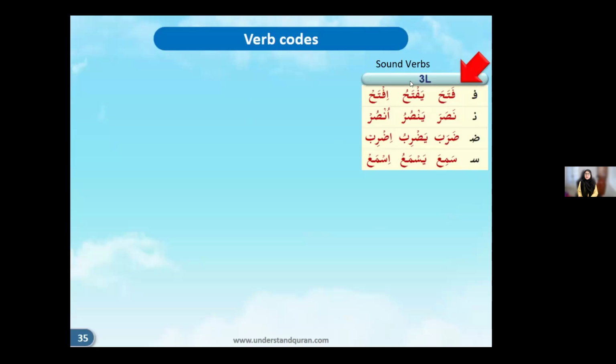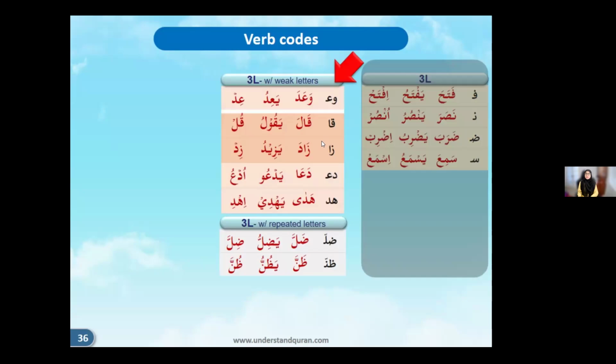So let's do a quick revision. Sound verbs: fataha yaftahu, iftah. Nasara yansuru, unsur. Daraba yadribu, idrib. Sami'a yasma'u, isma'. And then what were the weak verbs? Wa'ada ya'idu, id. Qala yaqulu, qul. Zada yazidu, zid. Da'a yad'u, ud'u. Hada yahdi, ihdi. Dhalla yadillu, dhil. Dhanna yadhunnu, dhun.